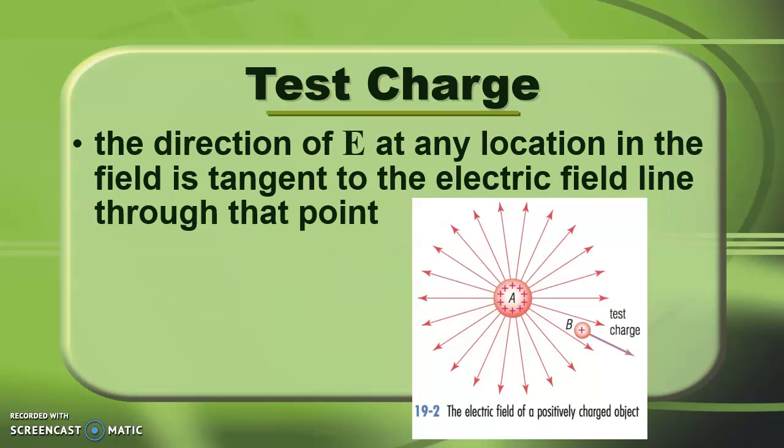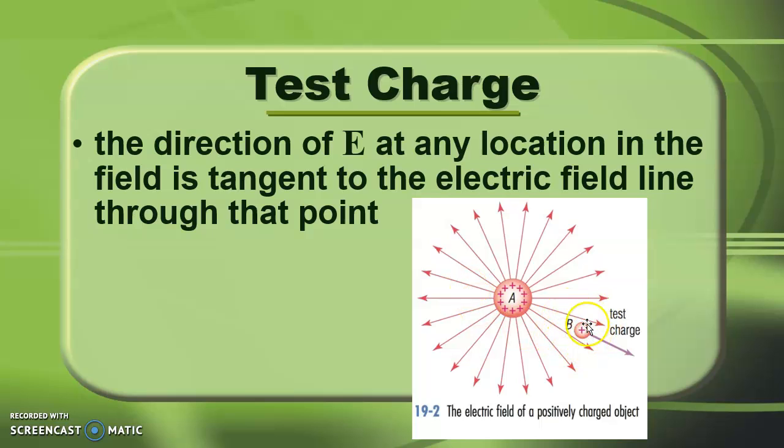Now, for a test charge, the direction of E at any location in the field is tangent to the electric field line through that point. So here we have an example of an electric field of a positively charged object. I know that this is positively charged because of all of these little plus signs on the inside. Now notice the electric field is going outward in all directions. And assuming that this surface is perfectly circular, you can see that all the lines going outwards, they are equidistant.